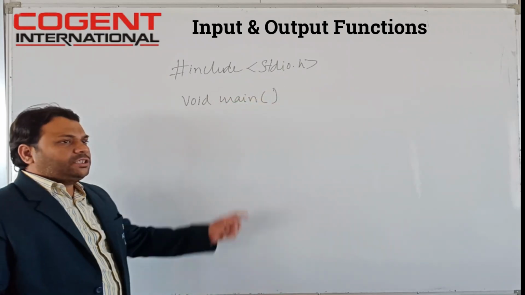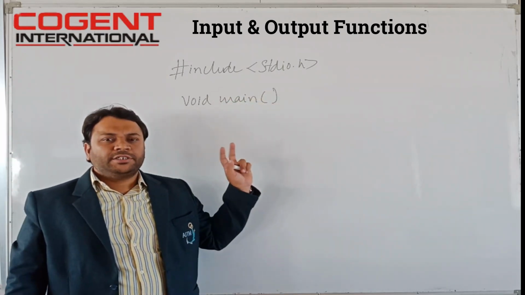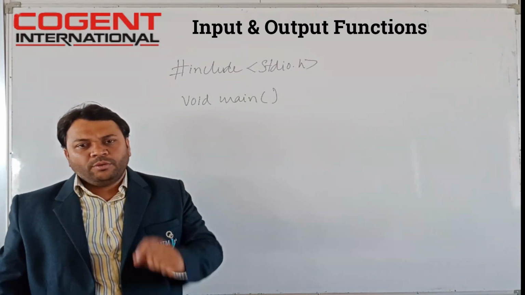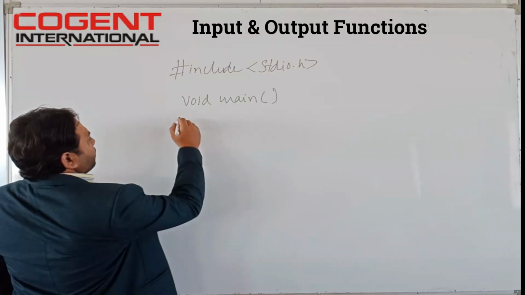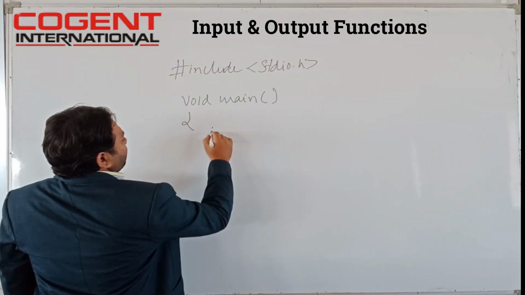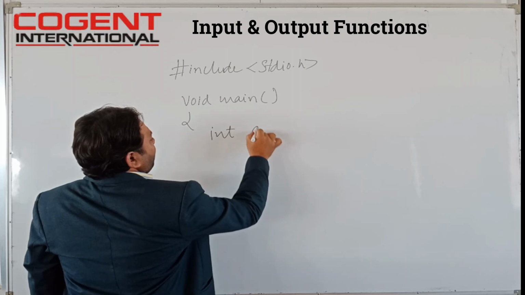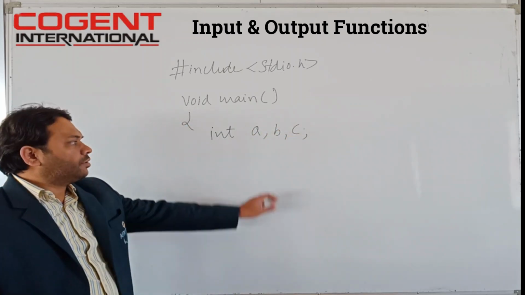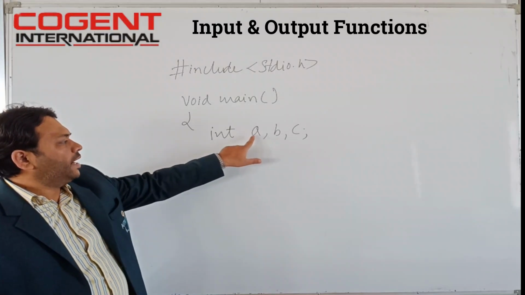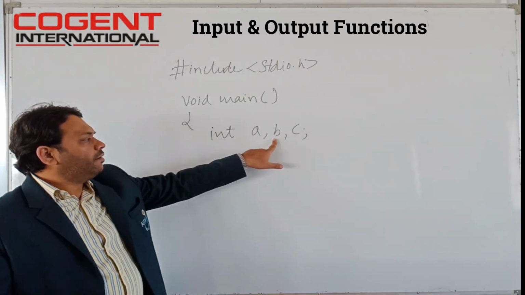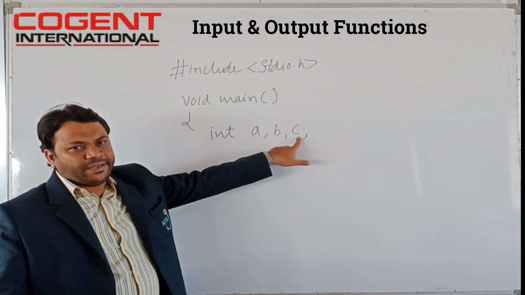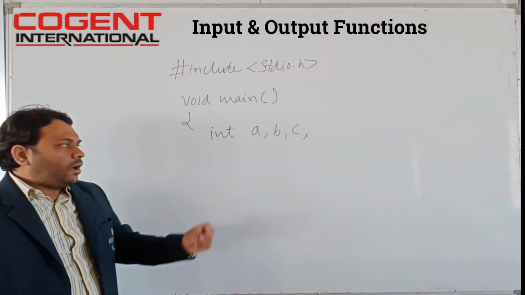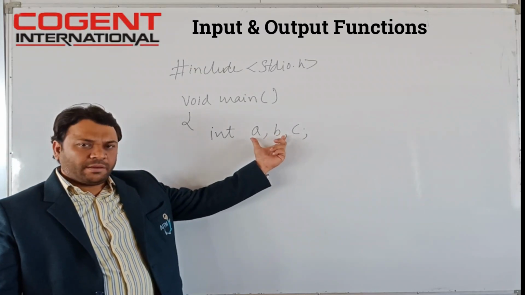Okay, so this program is an addition of two numbers. First, I need to declare the variables. I am taking int a, b, c here, so three variables. I'll perform the addition between a and b and store the result into c. Hence I require three variables. Now I have declared the three variables.